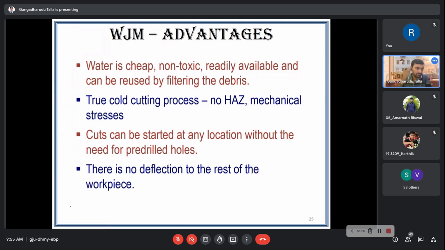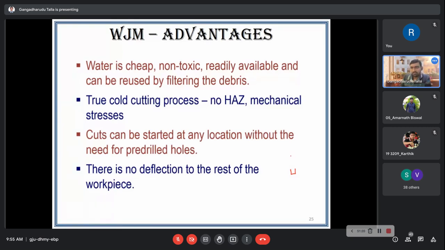That means here, with the water jet, there is no extra cutting taking place in water jet machining. Kerf width can be controlled very precisely.